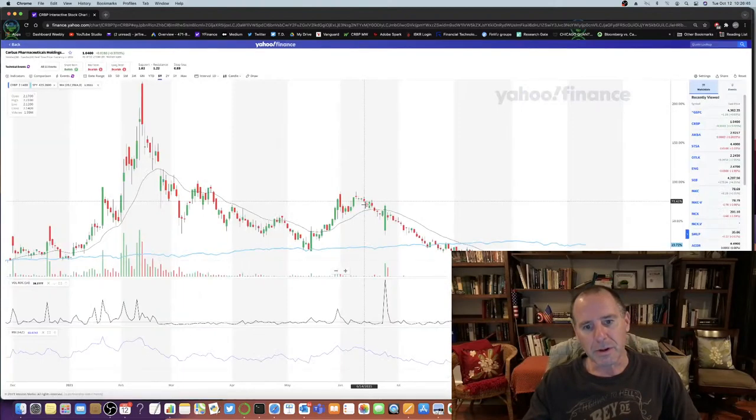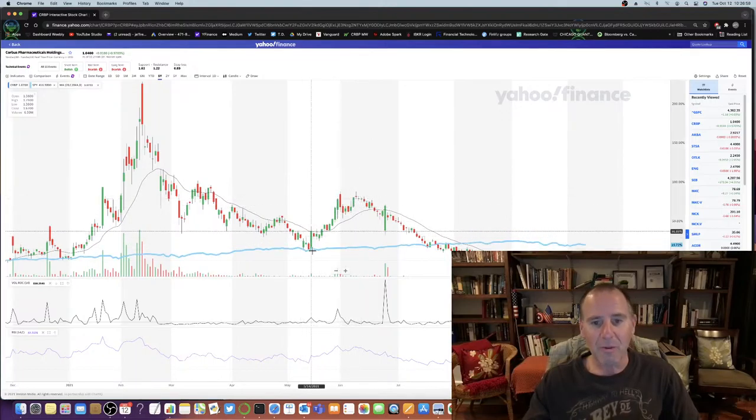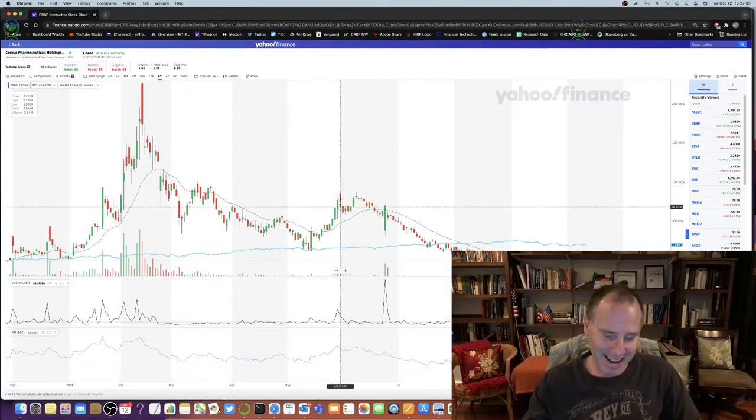Not that I'm ADD or ADHD, but take a look at this. It's a 43 RSI, which isn't that terrible. This stock can't get out of its own way. The last time this stock had an uptick was in May. Right? It went up from May to June 1st.